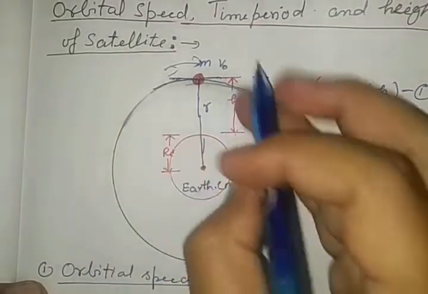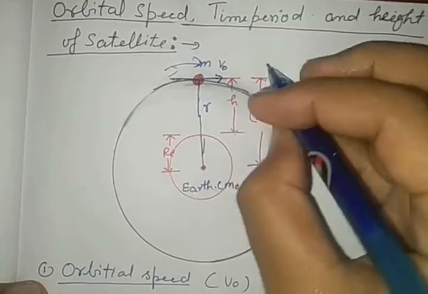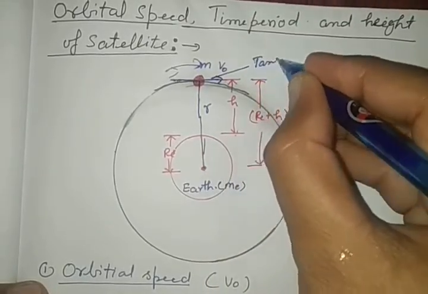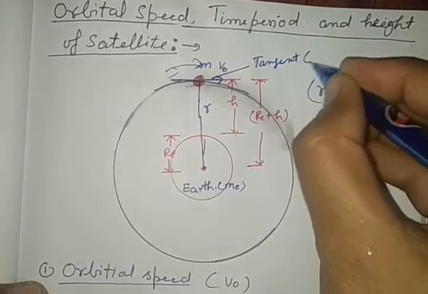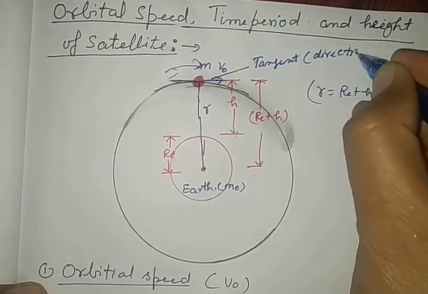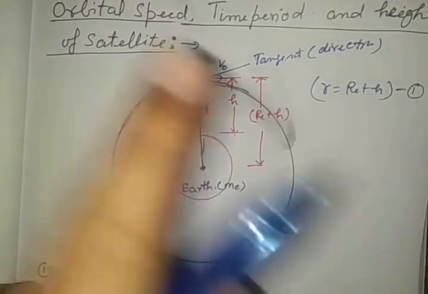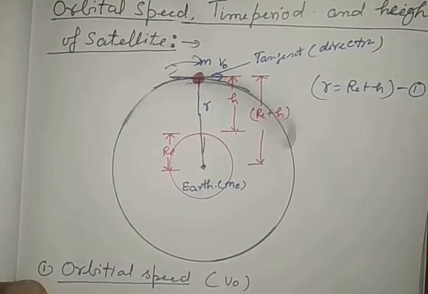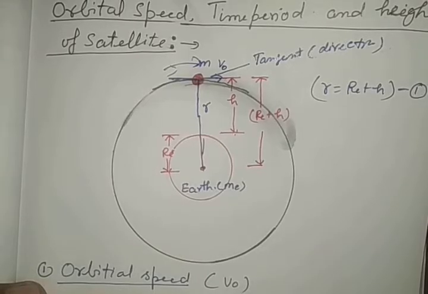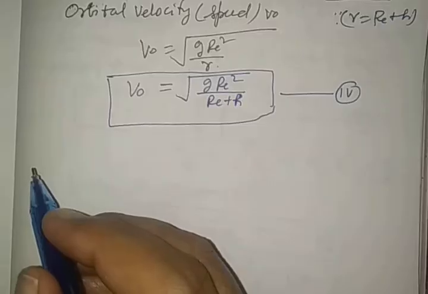And if it is clockwise, see the direction of a tangent. This represents the direction of movement of the satellite at that instant. So this is very important regarding the direction of orbital speed.